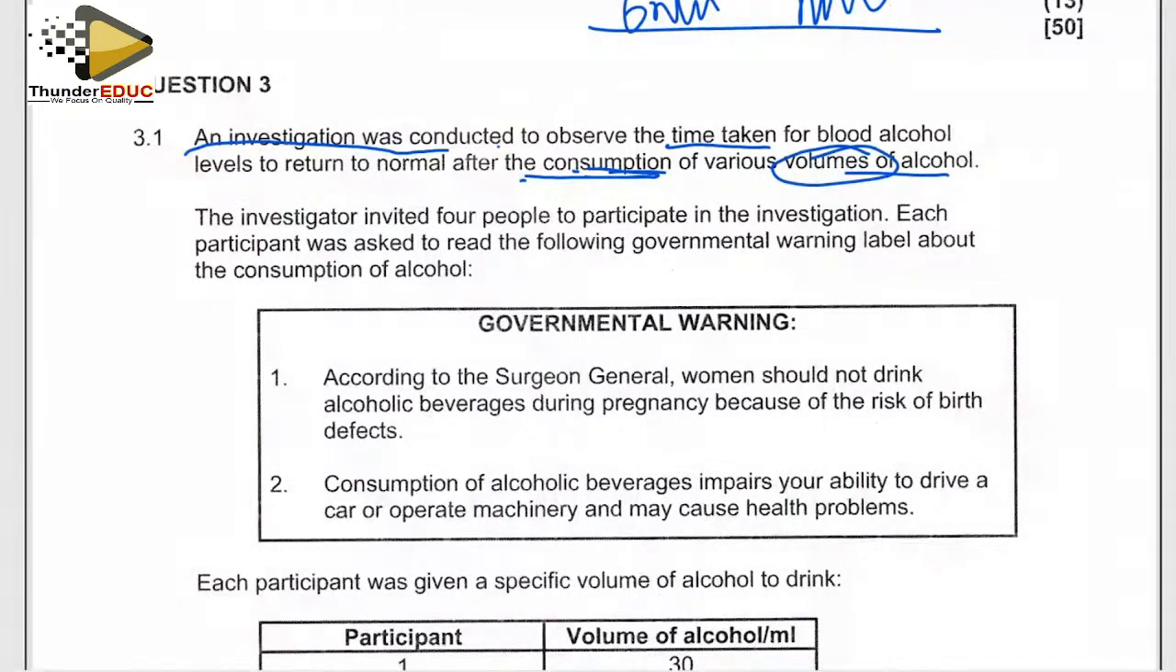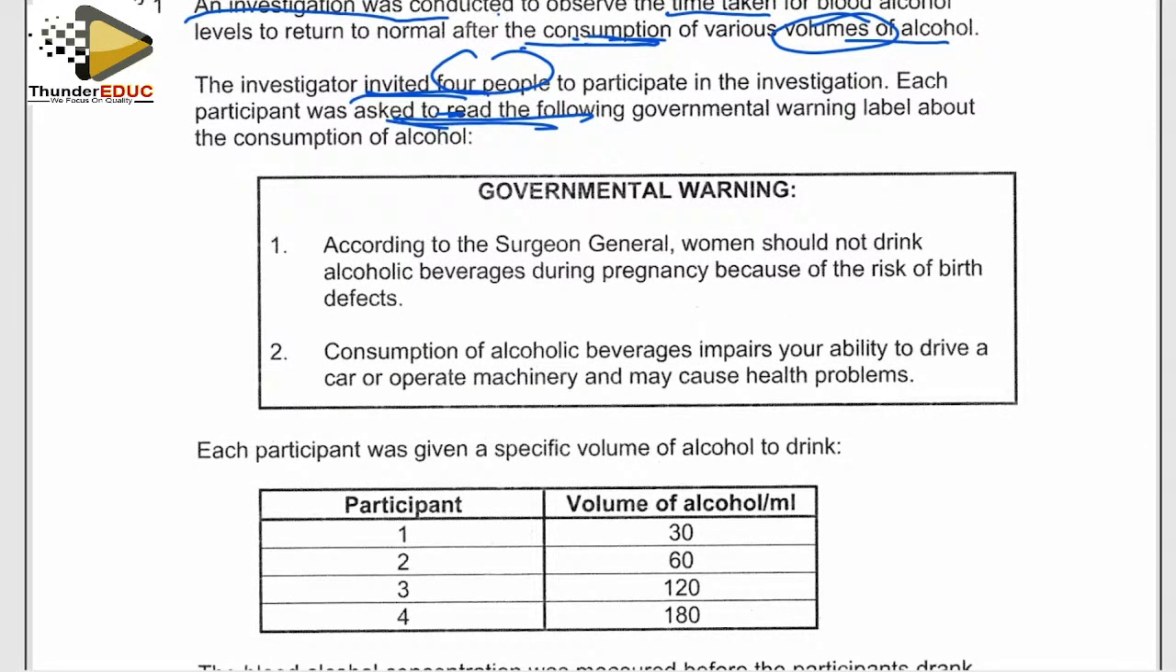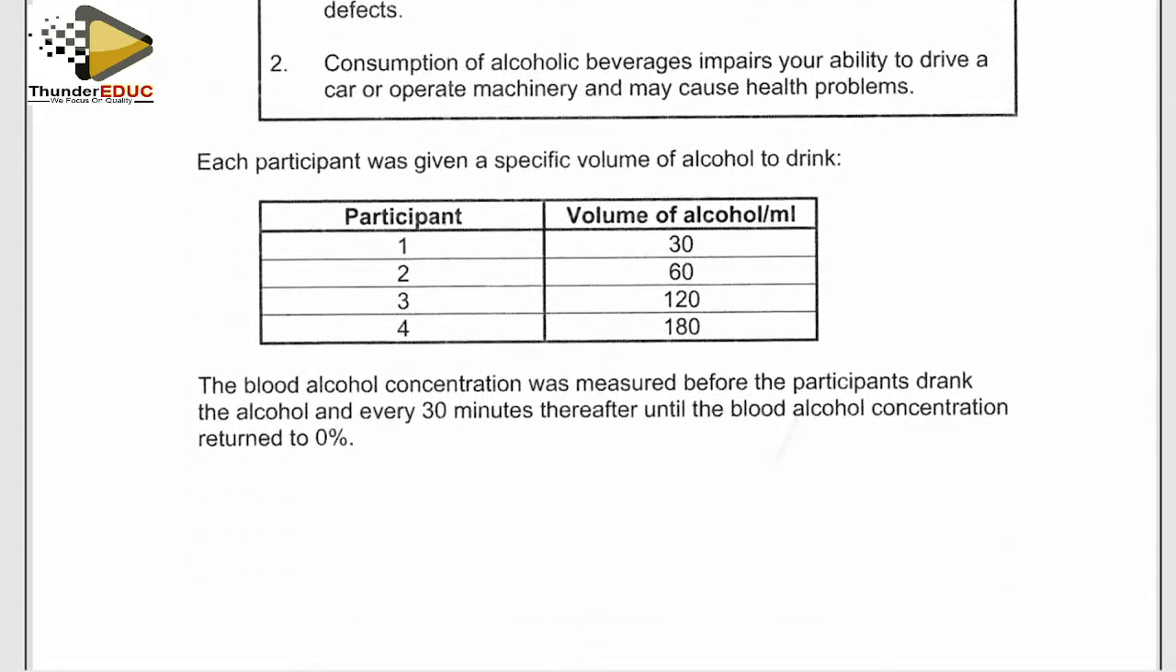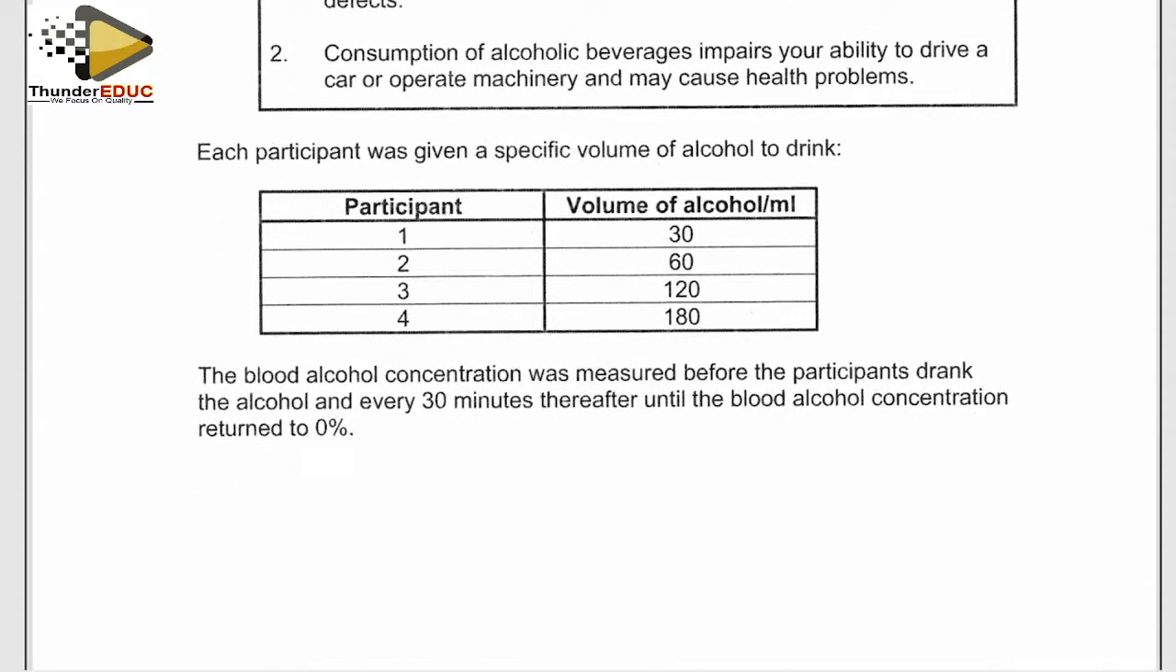You understand? So the investigator invited 4 people to participate. You see, this is a preparation phase. He invites those people; it's not just by force. Each participant was asked to read the governmental warning label about the consumption of alcohol. It's also a preparation. Each participant was given a volume of alcohol to drink. Blood alcohol was measured before the participant drank the alcohol, and then every 30 minutes, until the blood alcohol level returns to 0.